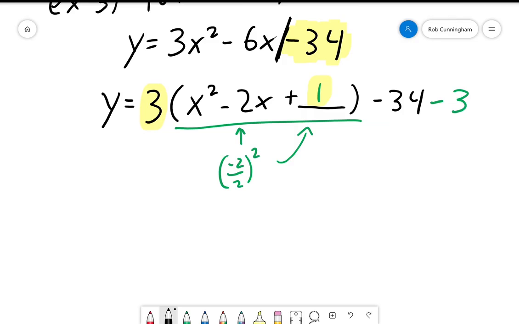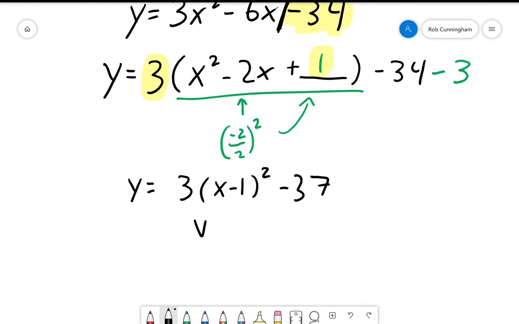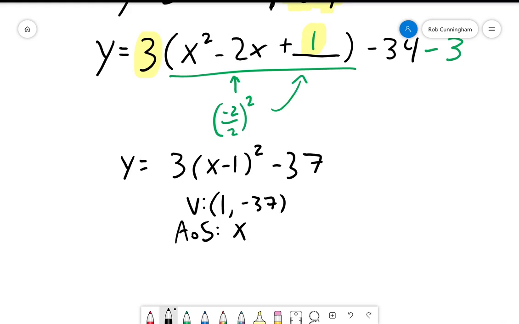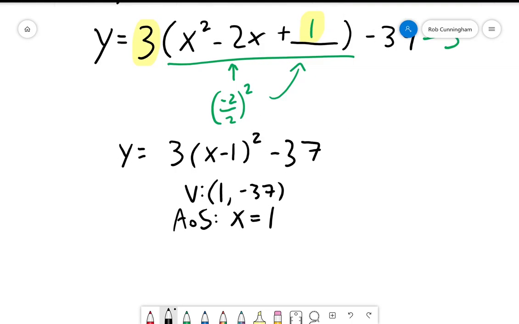Okay, well, the whole point of this, x squared minus 2x plus 1 is the same thing as x minus 1 squared. The 3 is still there. And negative 34 minus 3 is negative 37. So our vertex is 1, negative 37. Our axis of symmetry is x equals 1. And we have a 3 times vertical stretch.